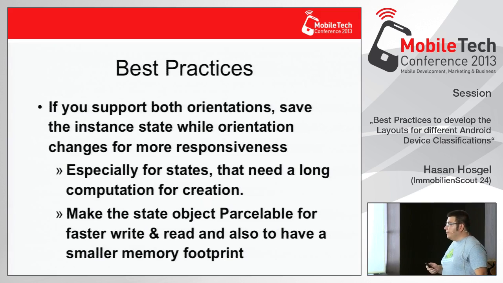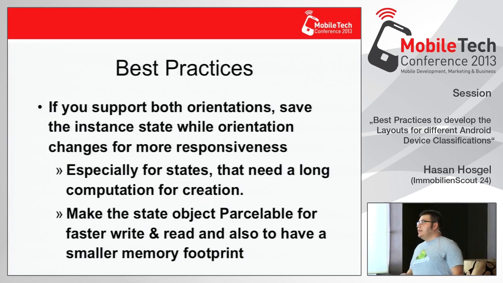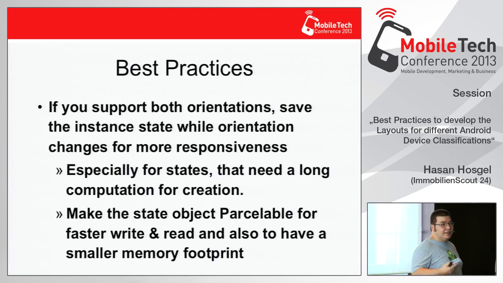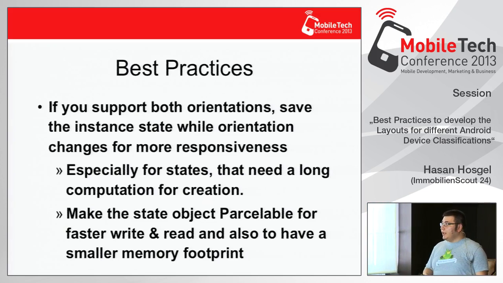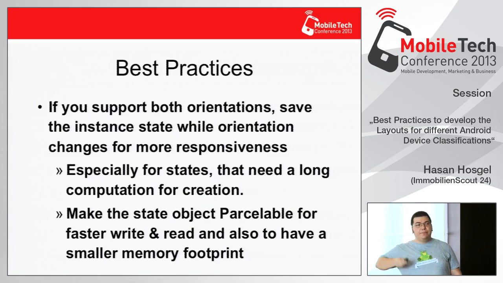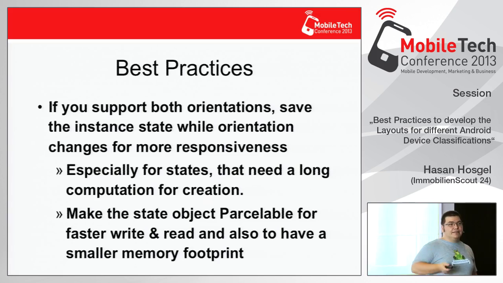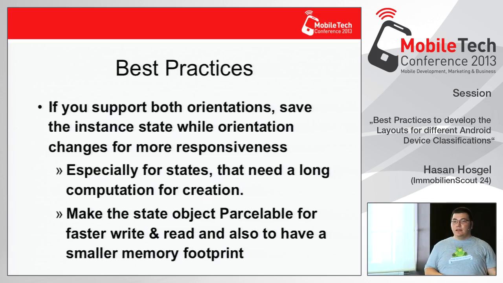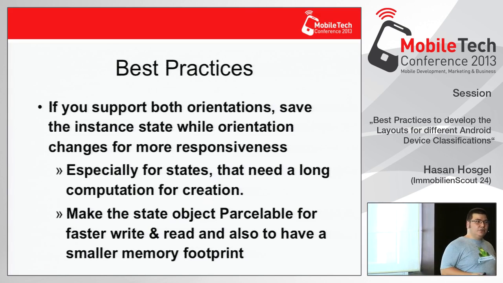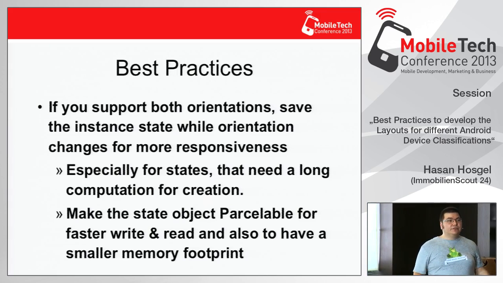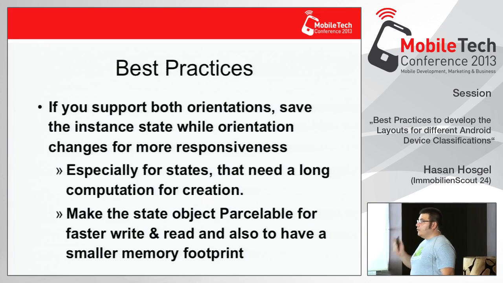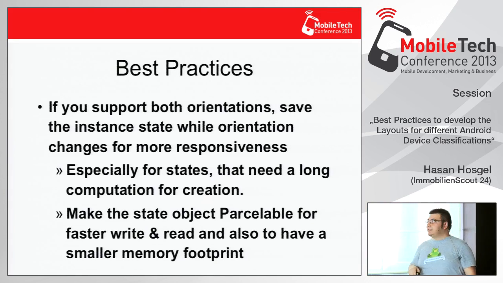The other thing is, if you support both orientations, save the instance state of your view in onSaveInstanceState and read it again in onCreate or onResume. Because that makes your app more responsive, especially if you, for example, have an API where you always get a list of events and want to show it in one list view. If you always go to the API with the orientation change and read it again, the users hate you because it's not really responsive. You can't see immediately what you have seen 1 second before. So you should save all things in the saved instance state.